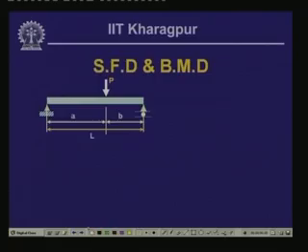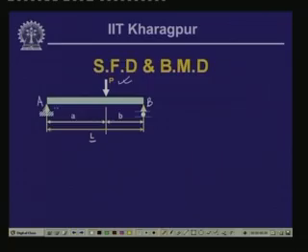Now, let us start explaining this concept of shear force and bending moment diagram, or how to plot the shear force and bending moment diagram, through this particular example. Here you see we have taken a simply supported beam. One end of this is hinged, let us call this A, and the other end is on a roller which we call B. It is subjected to a concentrated load P which is at a distance of a from the left support, and the length of the beam, which we call the span, is equal to L.